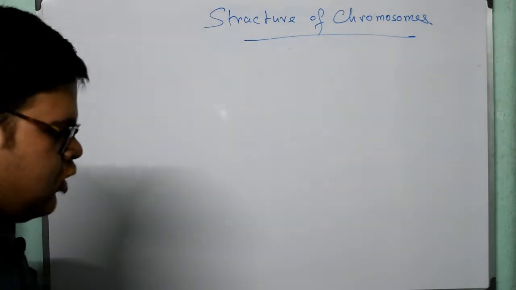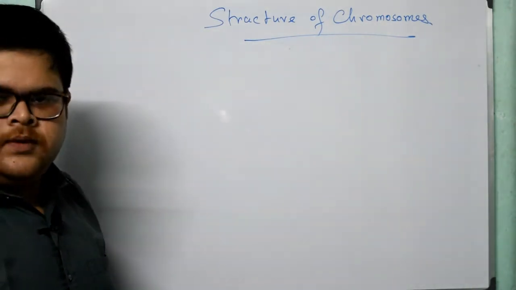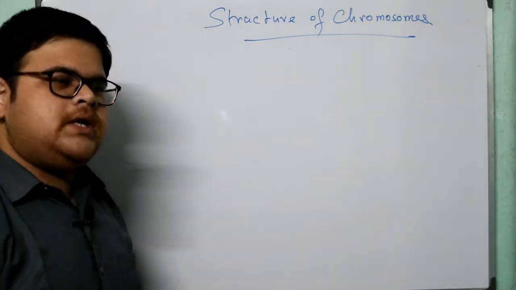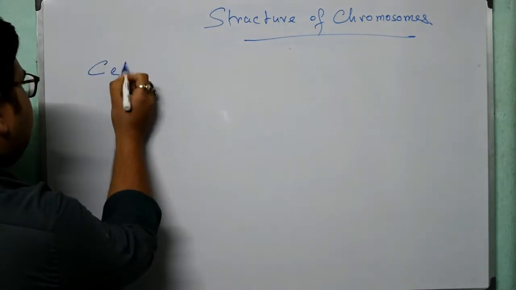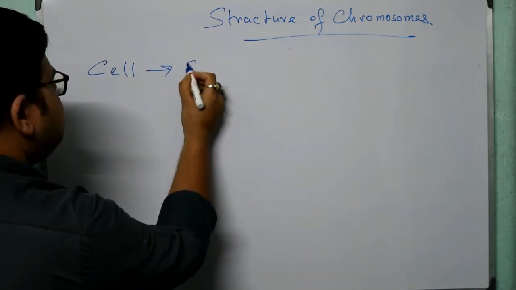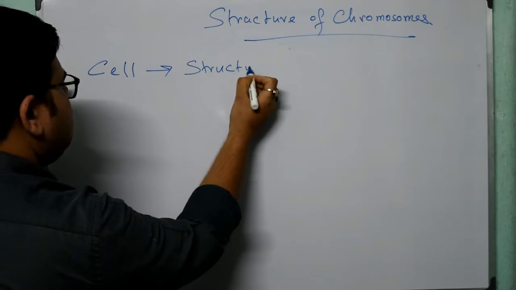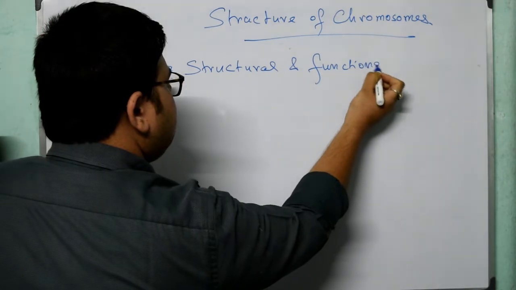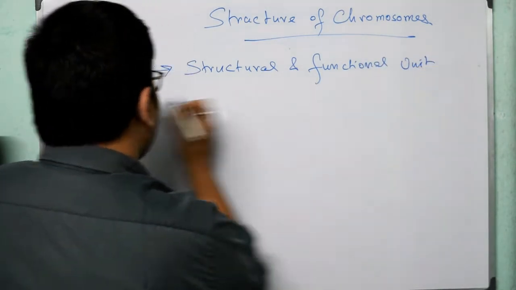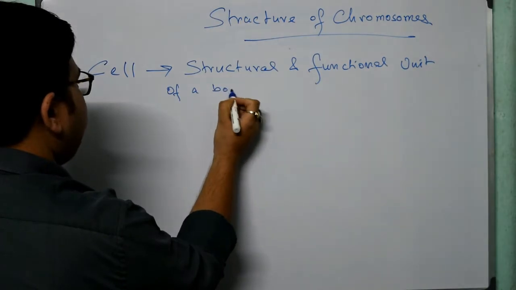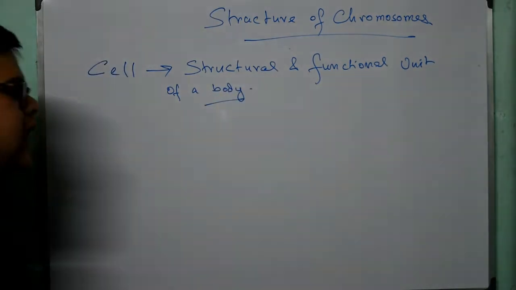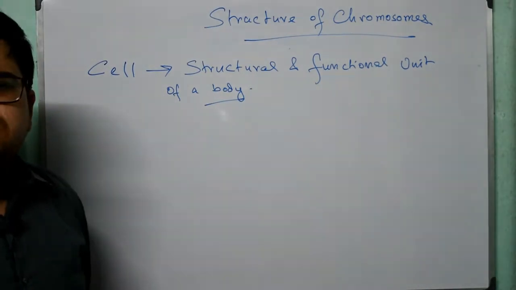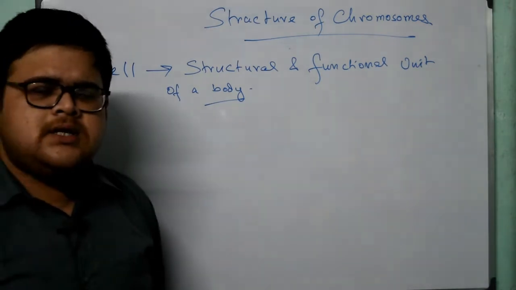Now you will ask me, sir, what is a chromosome? Before that, let us quickly revise what a cell is. A cell is nothing but the structural and functional unit of a body. Now what does this mean? The structural and functional unit of a body. What does it mean, structural and functional unit of body?